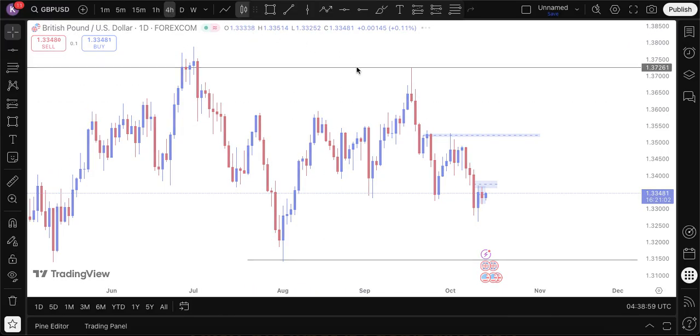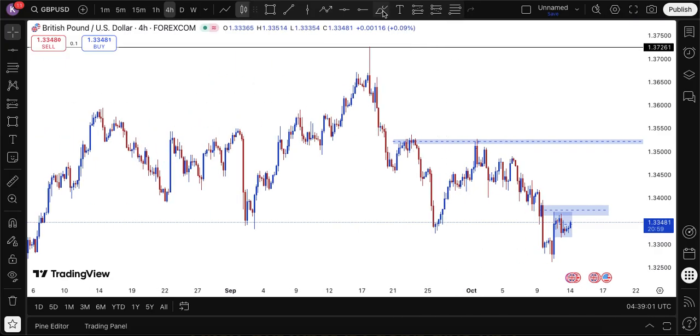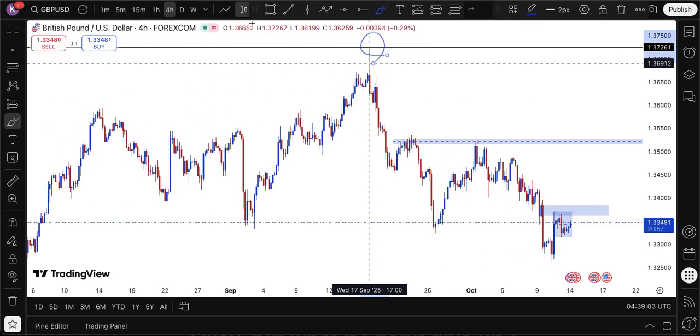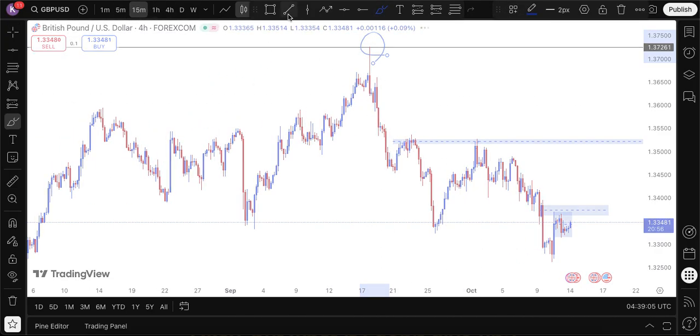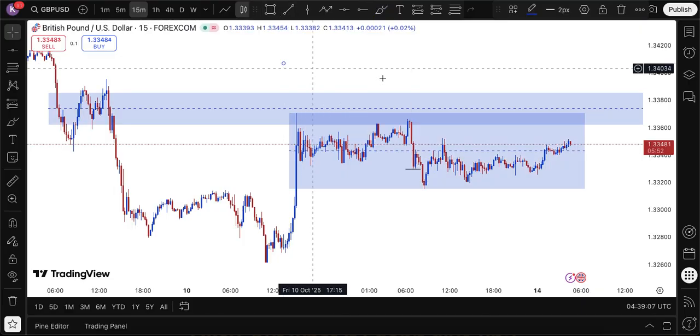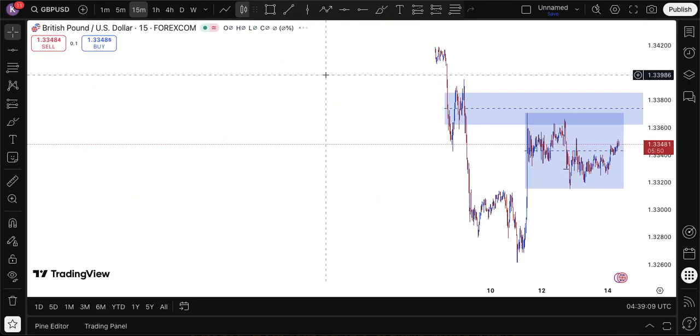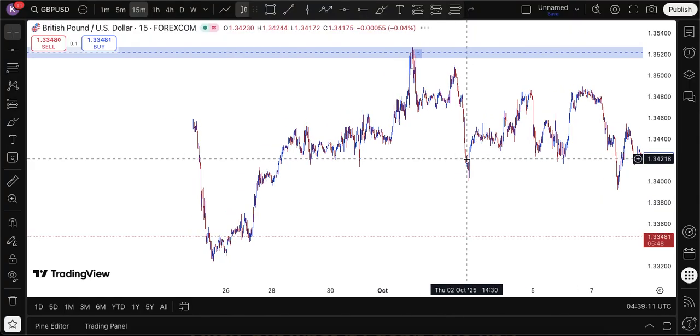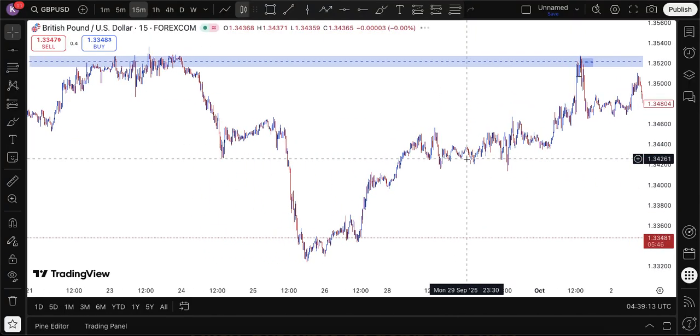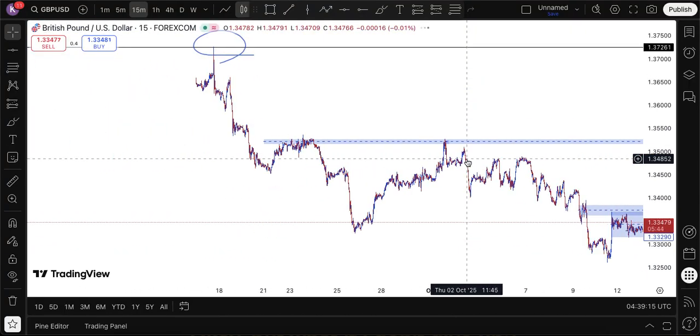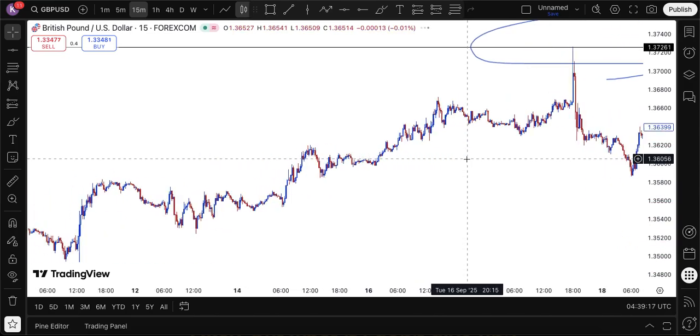Once that tap happened around here, I should have just gone to the 15 minutes and then looked for an entry. I'm just gonna do that. And then, where did we mark that bad boy? I only trade like 3 pairs, not only, but you get the idea. Oh holy cow! I couldn't have traded that.